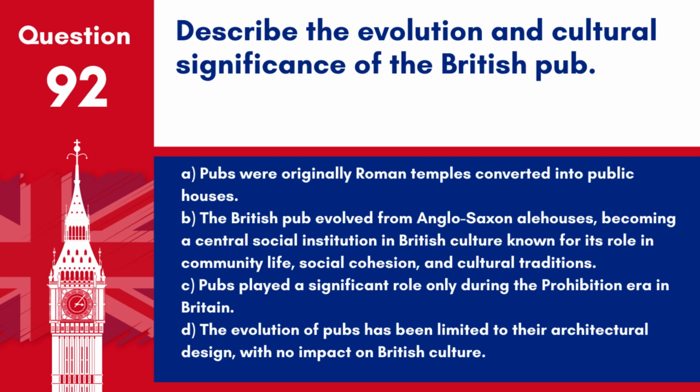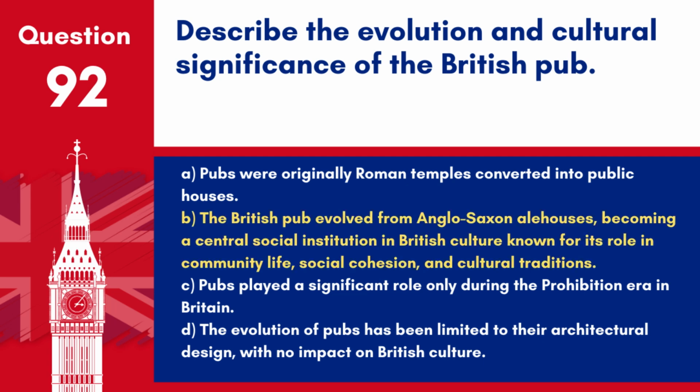Question 92. Describe the evolution and cultural significance of the British pub. A. Pubs were originally Roman temples converted into public houses. B. The British pub evolved from Anglo-Saxon alehouses, becoming a central social institution in British culture, known for its role in community life, social cohesion, and cultural traditions. C. Pubs played a significant role only during the Prohibition era in Britain. D. The evolution of pubs has been limited to their architectural design, with no impact on British culture.